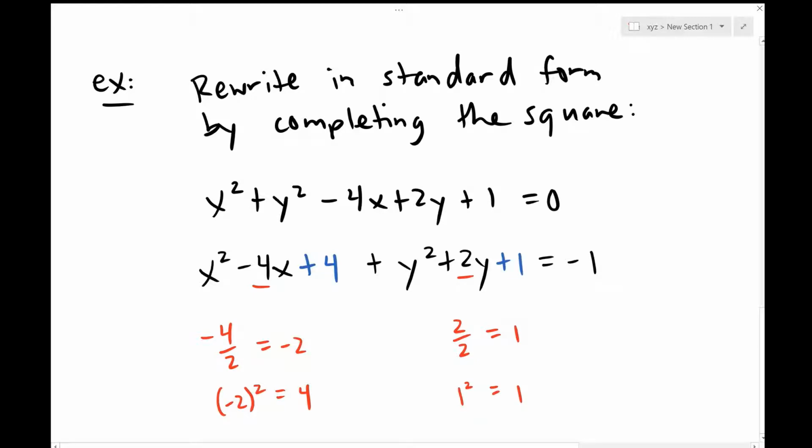Okay, well, since we've added 4 and we've added 1 on the left-hand side of this equation, we simply need to add 4 and add 1 on the opposite side as well.